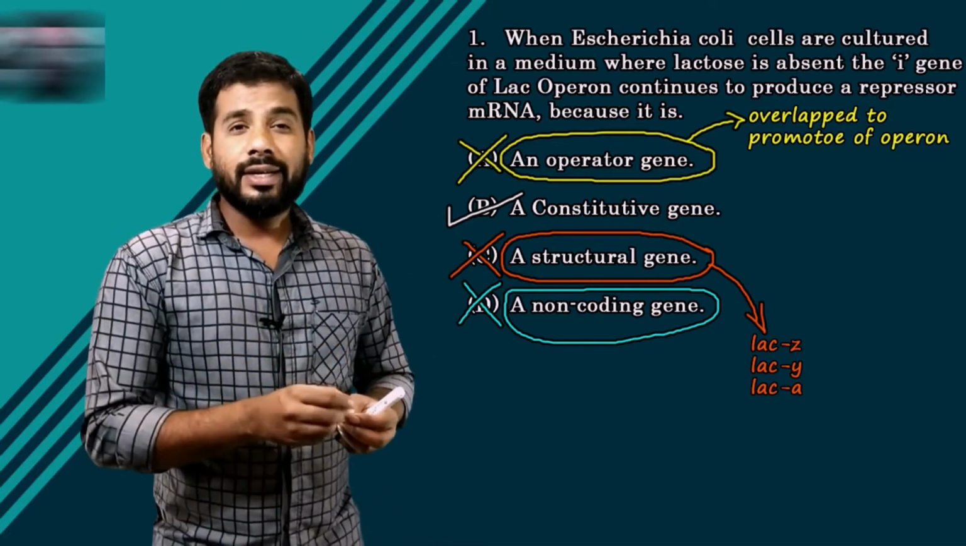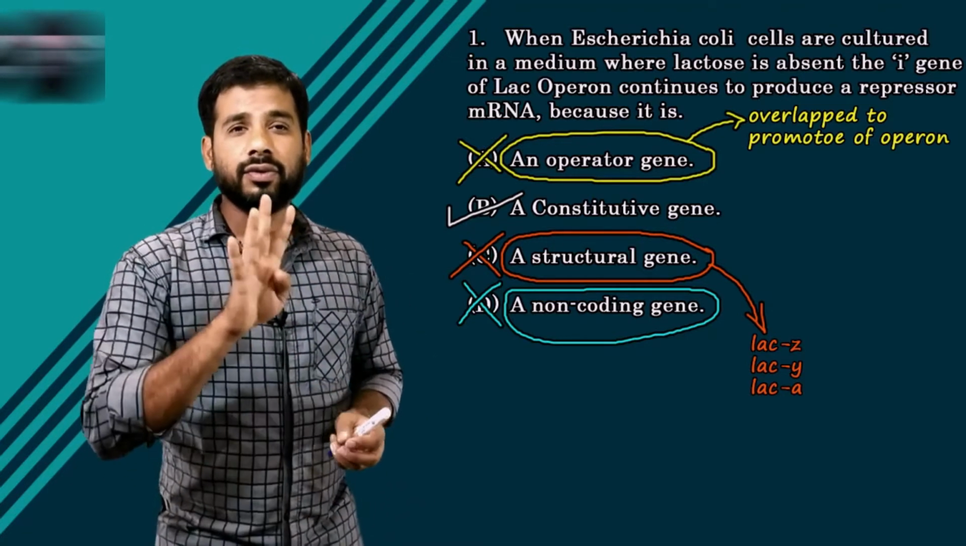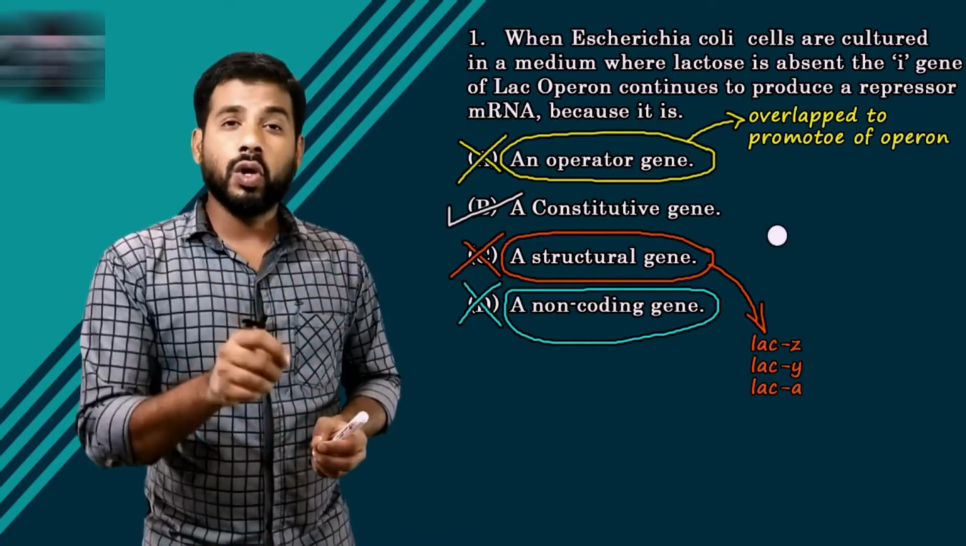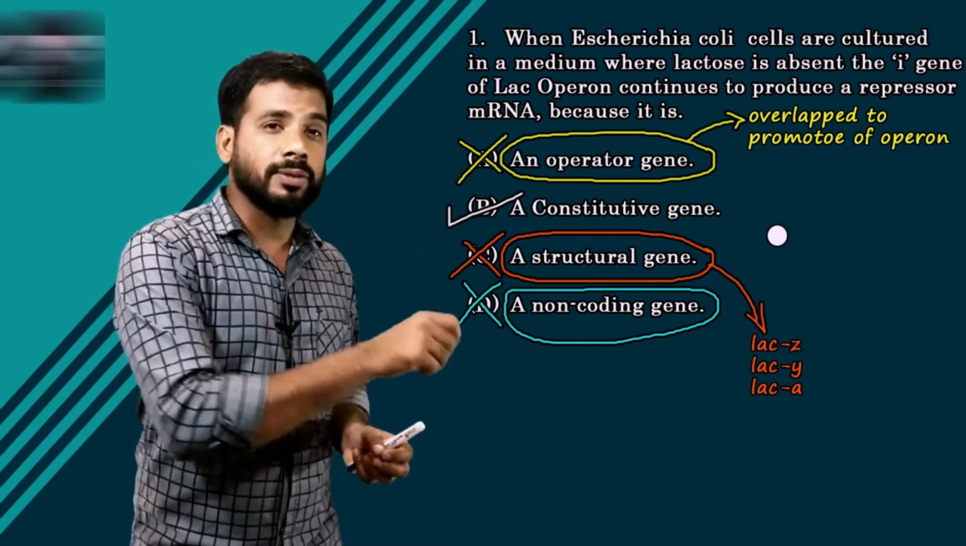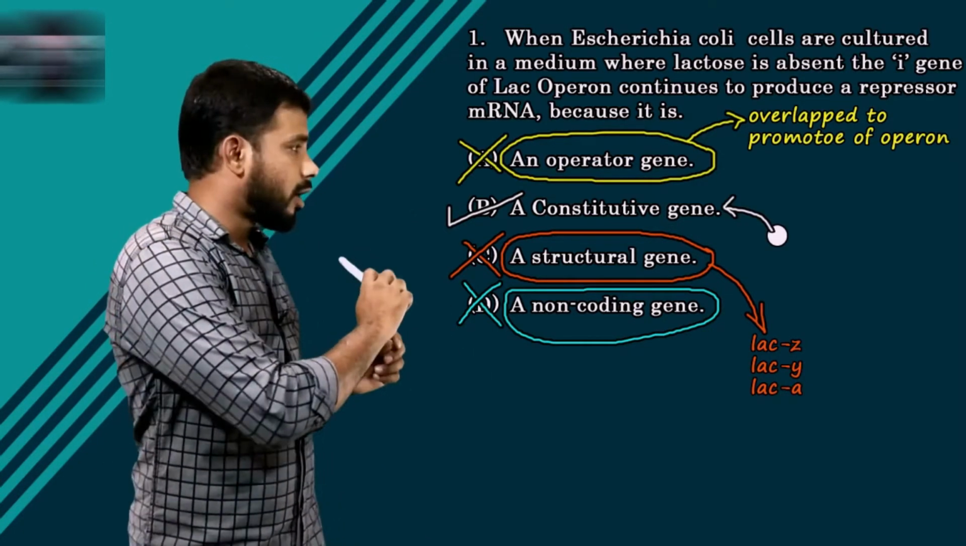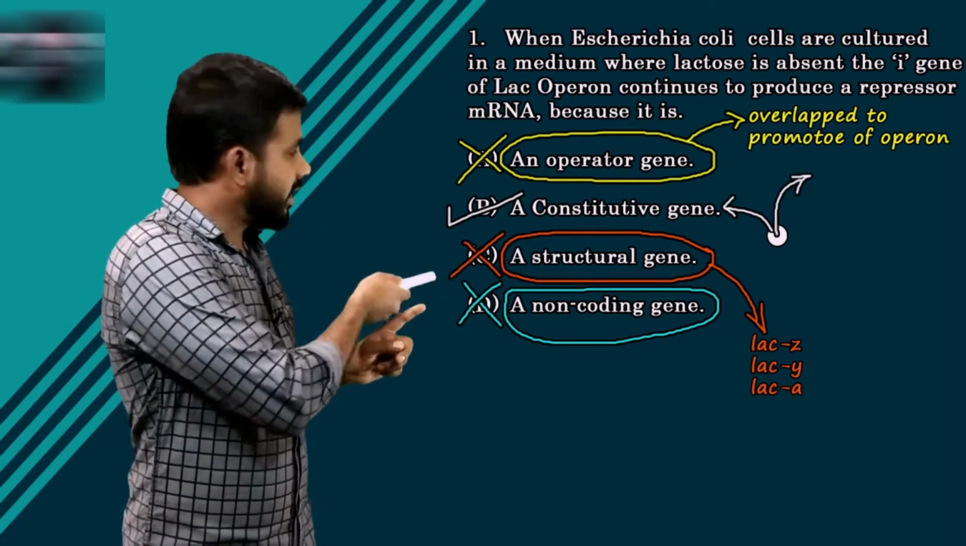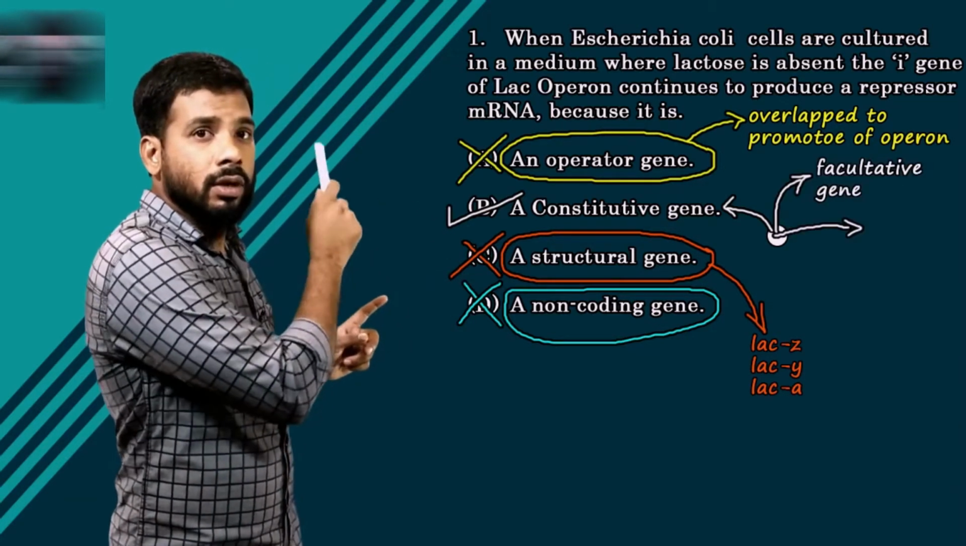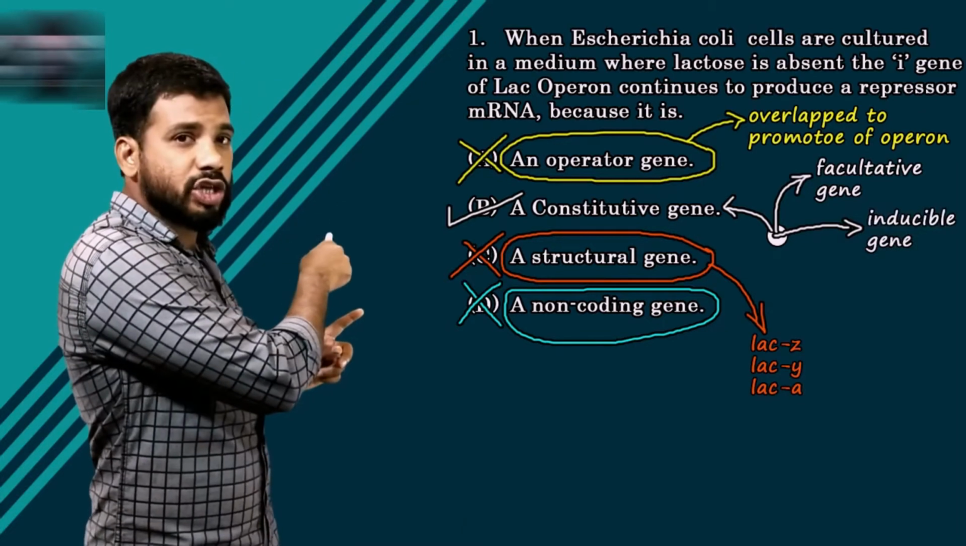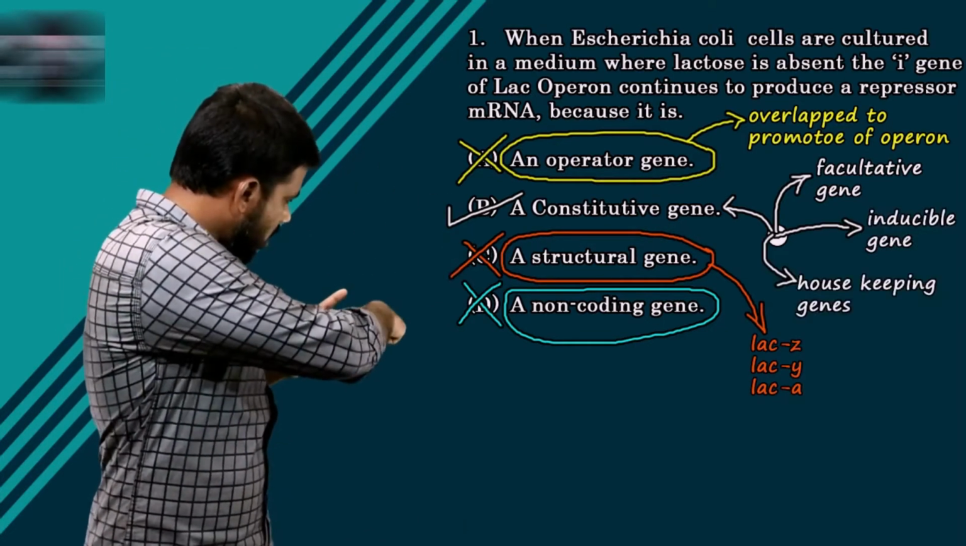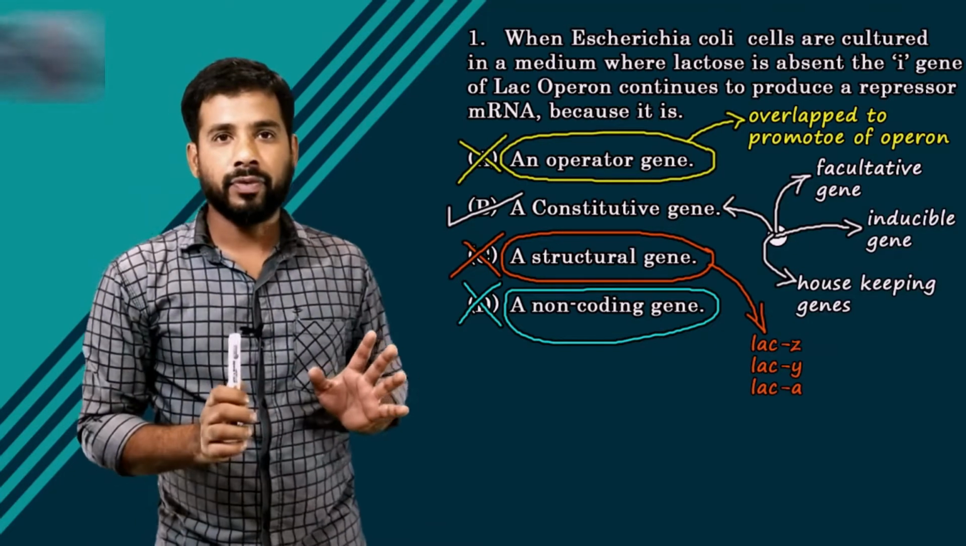Here generally the genes are classified into 4 types based on their method of regulation. One is constitutive gene, second one is facultative gene, third one is inducible gene, and fourth one is housekeeping gene.